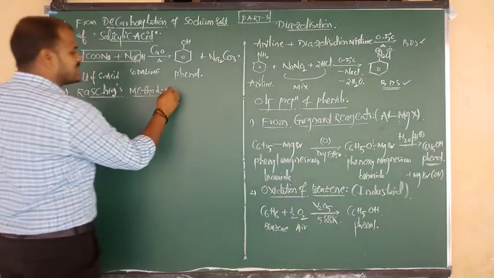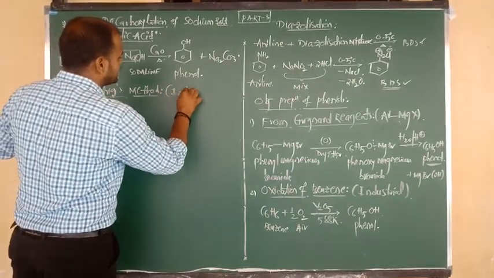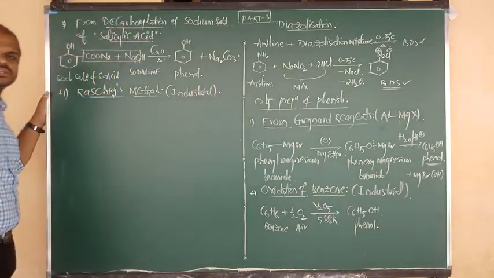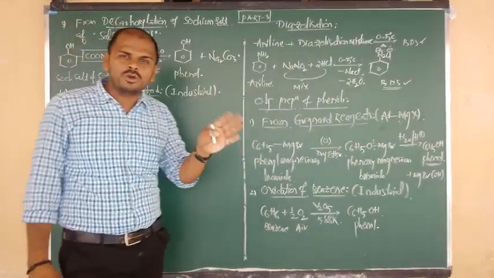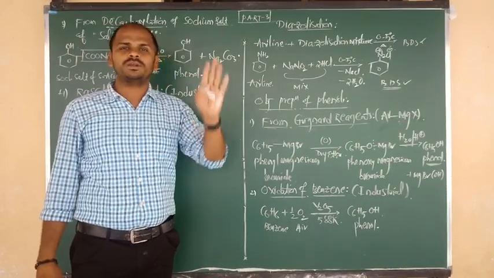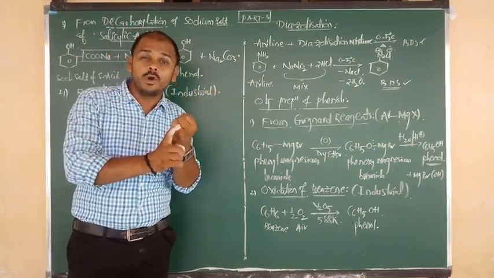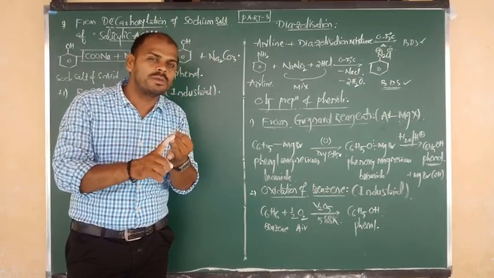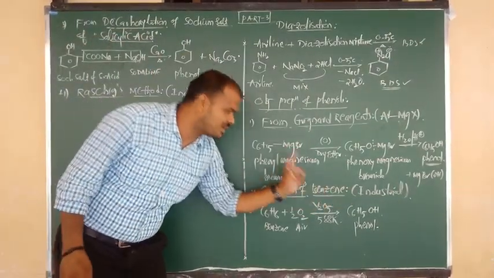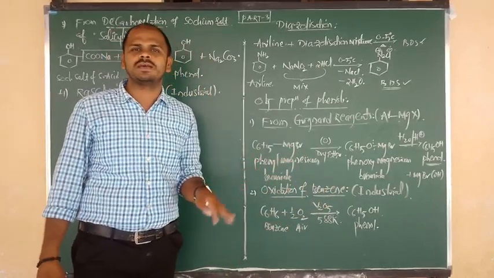So Raschig's process is also an industrial, or commercial, method for the preparation of phenol. Totally, I have told you up to now 4 lab methods and 4 commercial methods. Number 1 commercial, Dow's. Number 2 commercial, cumene. Number 3 commercial, Raschig. Number 4 commercial, oxidation of benzene. And the remaining 4 methods are lab methods.